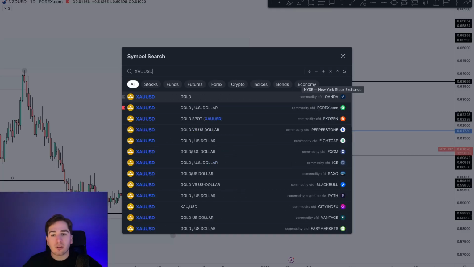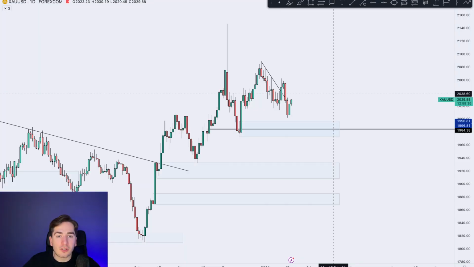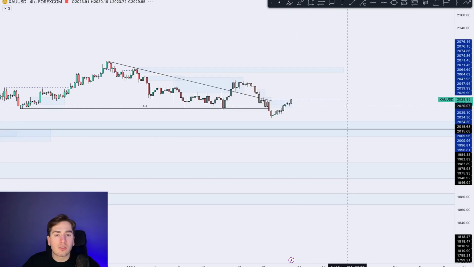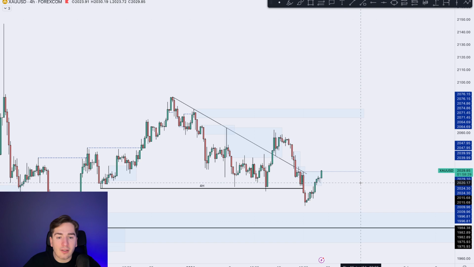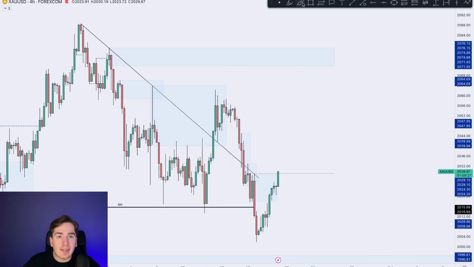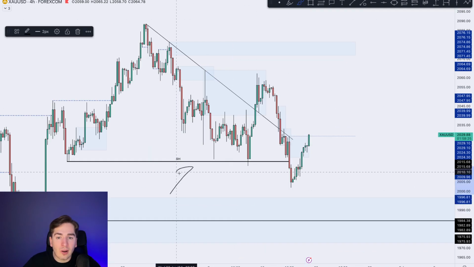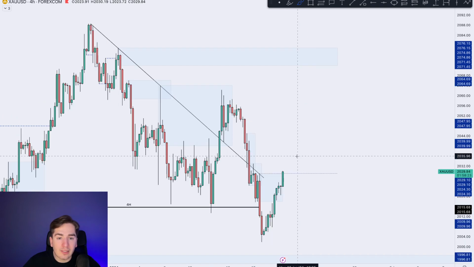Moving on towards gold, last of all. So gold has been pushing up higher. Sadly, just missed out on my area of demand over there. Going to the 4-hour, we've now seen a change of character on the 4-hour. So that means that we can see higher prices. Obviously, after a 4-hour break of structure, what do you expect? You expect to pull back towards the highs.